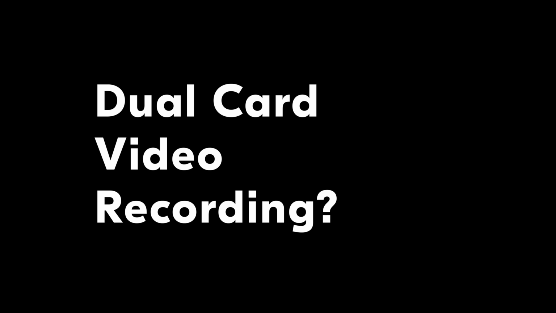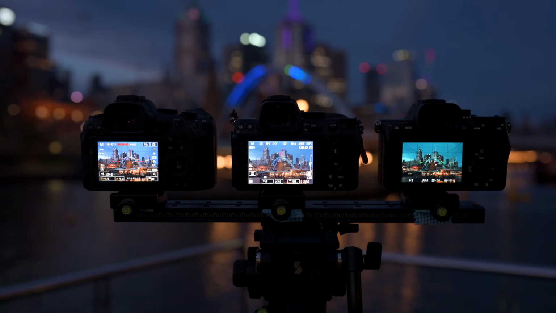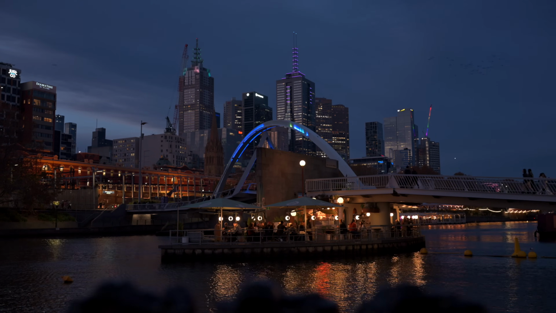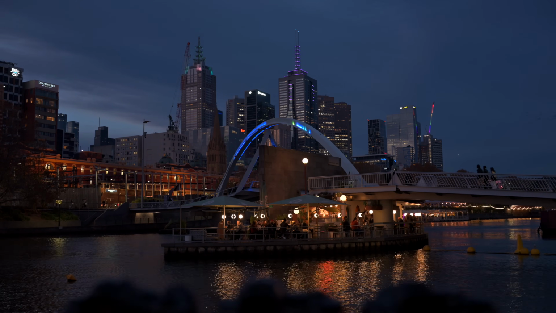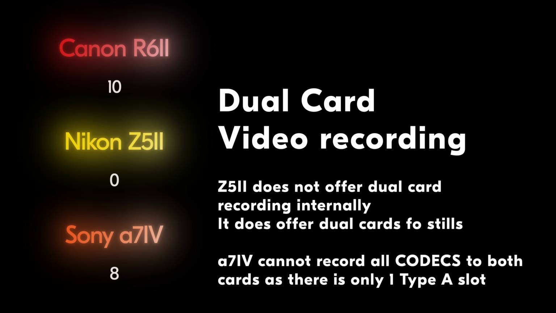Dual card video recording. This is simply something that the Z5II is incapable of, yet both the R6II and the Sony a7IV can record to both of their slots. Interestingly, because the Sony a7IV has the CF Express Type A and the UHS-2 slot, it means it can't record those higher end bit rates and frame rates to that SD card. The Canon wins because all codecs and frame rates can go to both card slots.